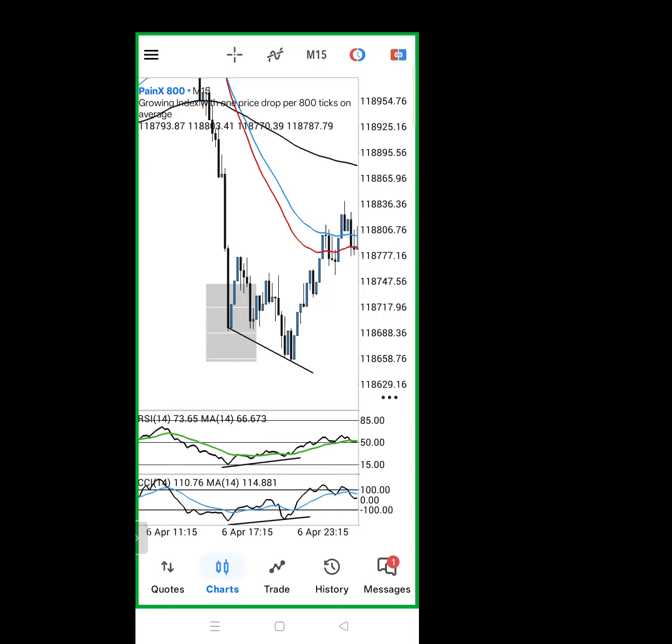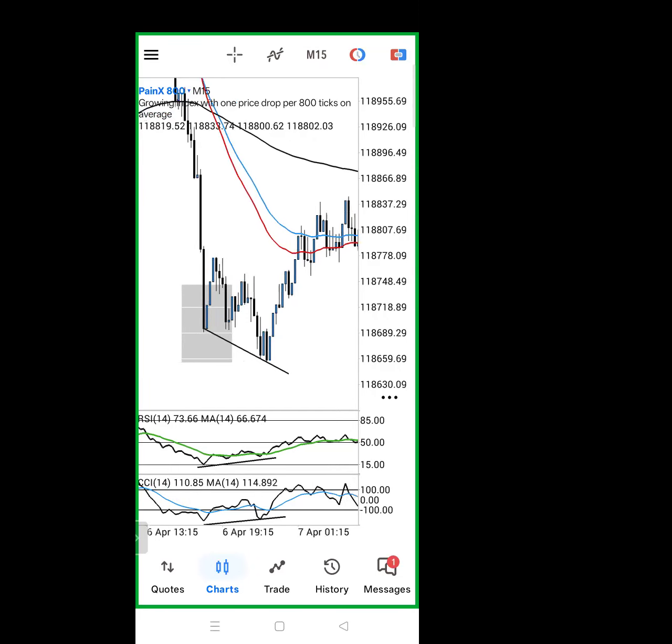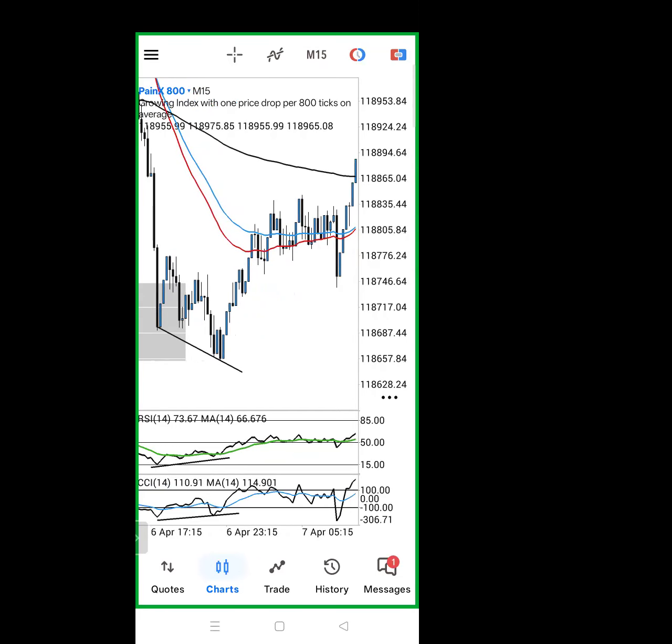Now, after the divergence, if you come to this lower time frame, you enter this trade earlier than when you use that 1 hour. So now, after the divergence, what happened? You see that the RSI crossed above the moving average. On the CCI, it also crossed above the moving average.